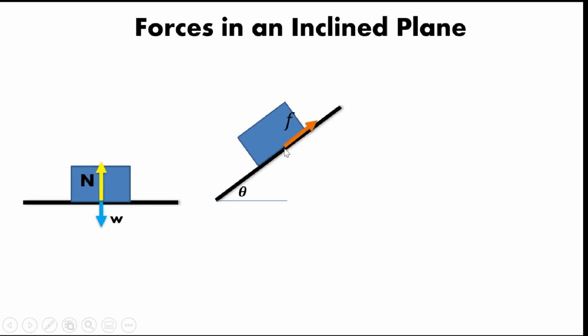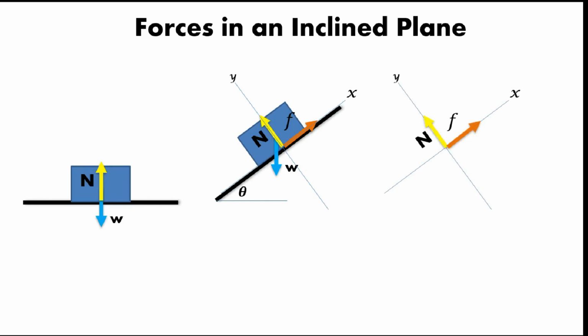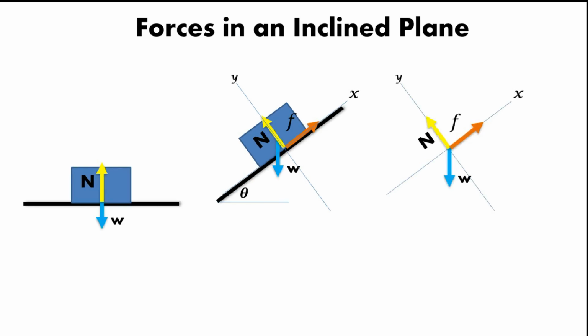So what are the other forces acting on this box? That will be the weight, which is always going down, and the normal force, which is always perpendicular to the surface. If we put this in a free body diagram, we will assume that our surface is always the x-axis and the normal force is aligned to the positive y-axis. So it will be the normal force, friction, and the weight.